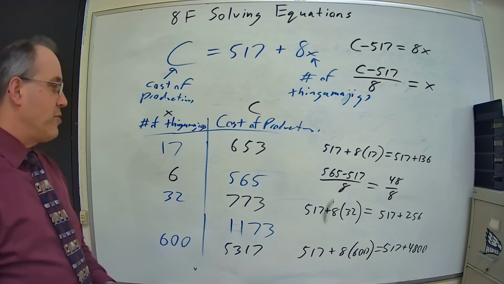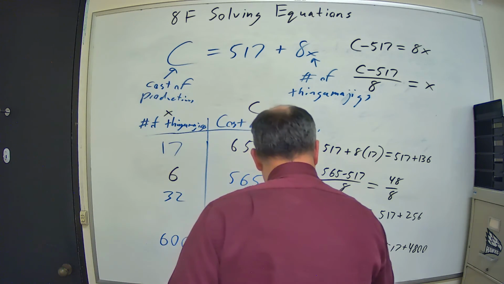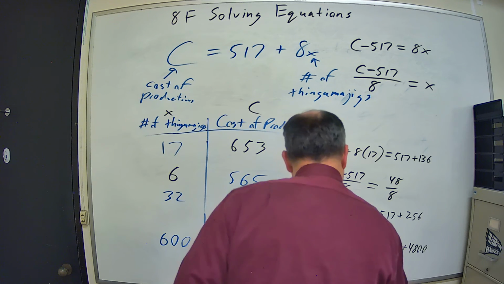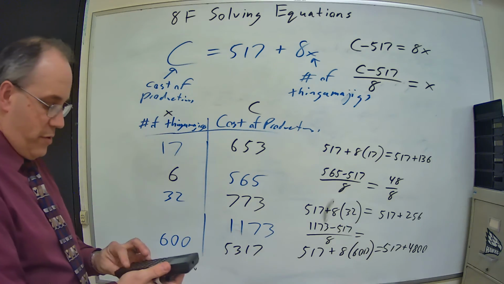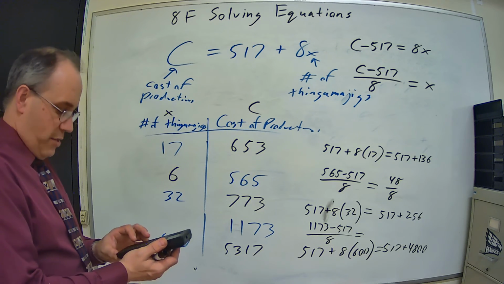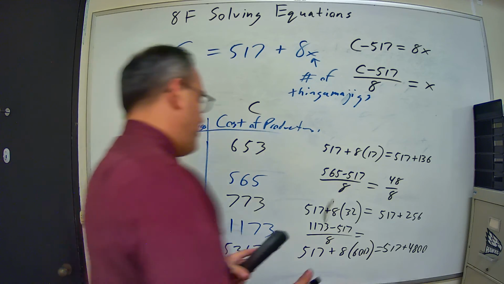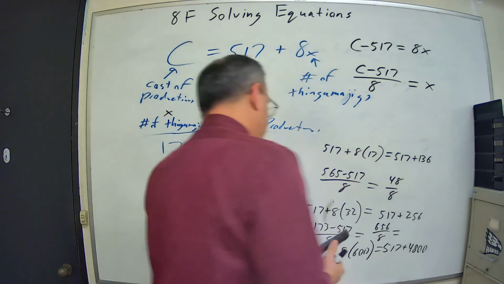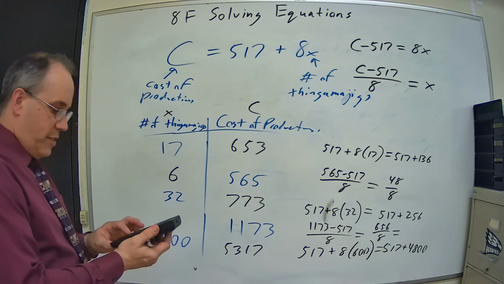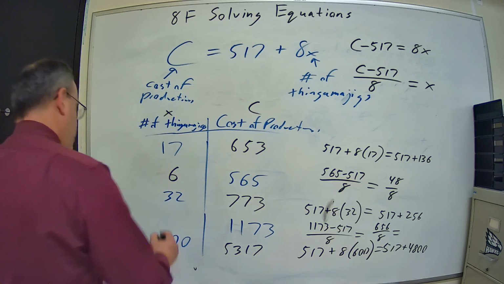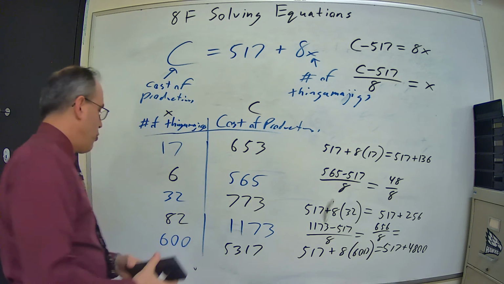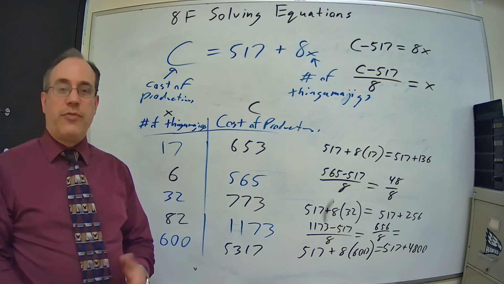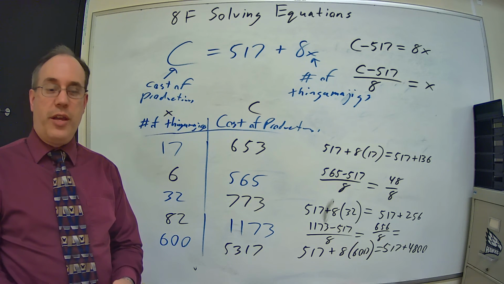Let's try this 1,173. So 1,173 minus 517, divided by 8. 1,173 minus 517 gives us 656. 656 divided by 8 is 82. So we produced 82 thingamajigs if we had a production cost of $1,173.